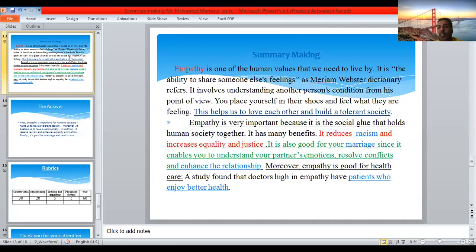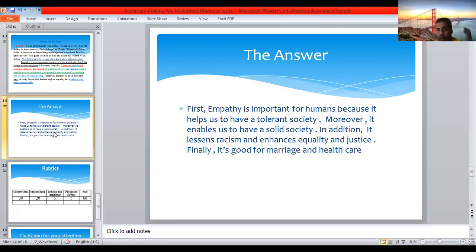Look at this. This helps us from the beginning, this helps us to love each other and build a tolerant society. How did I write this sentence? Look at the first answer. First, I used sequence words. First, empathy is important for humans because, this is the answer, it helps us to have a tolerant society. Note that I made here an introduction, which is empathy is important for humans. Because, I join the sentence with the answer to make them one sentence. Be careful. Empathy is important for humans. What's the answer? Because it helps us to have a tolerant society. So this is the first answer.